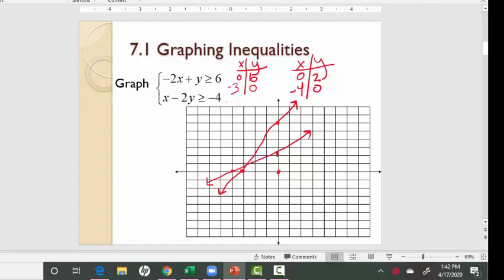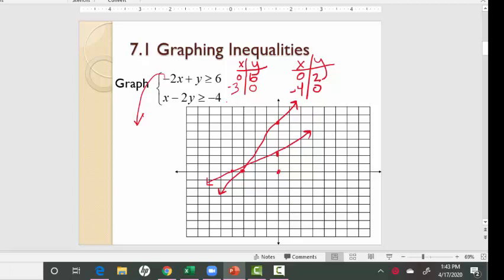solid. The next step is to test a point to determine if I'm going to shade below the line or above the line. So in inequalities, the solutions are not only on the line, but they could also be above the line or below the line. So I'm going to test 0, 0, and testing 0, 0 means plugging in 0, 0 to see if I get a true statement or false statement. If I get a true statement, then that means that 0, 0 is going to be part of my shading.